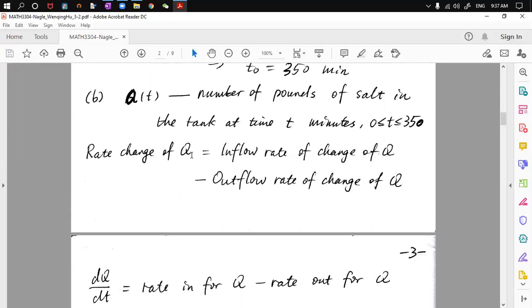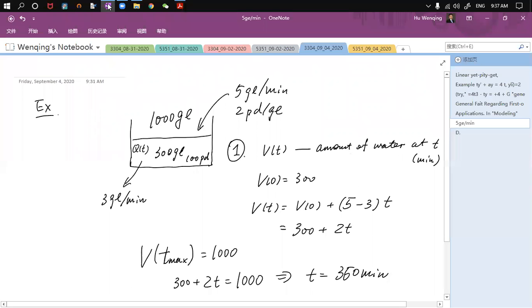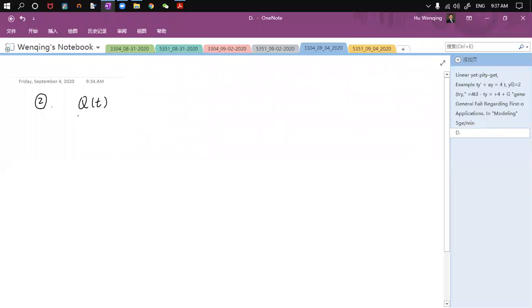The rate of change of Q is the inflow rate of the change of Q minus the outflow rate of the change of Q. That's very easy to understand because the inflow changes Q at a certain rate, the outflow changes Q at a certain rate, and their difference is going to be the net rate of change of the amount Q. So that will help you build a differential equation because you are always able to say that the net change is dQ/dt. You just want to understand the inflow rate and the outflow rate, right?